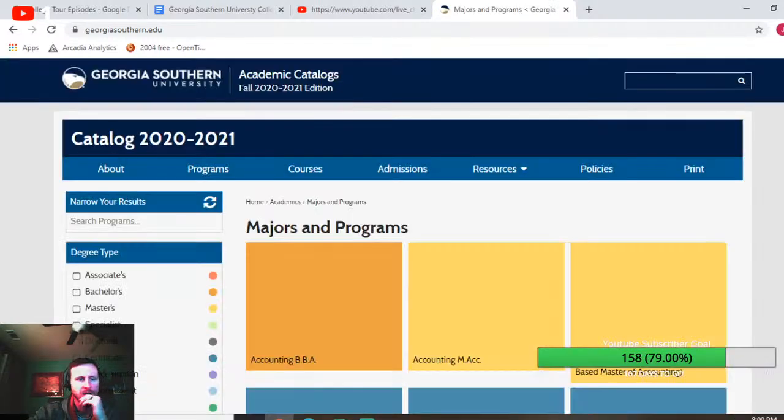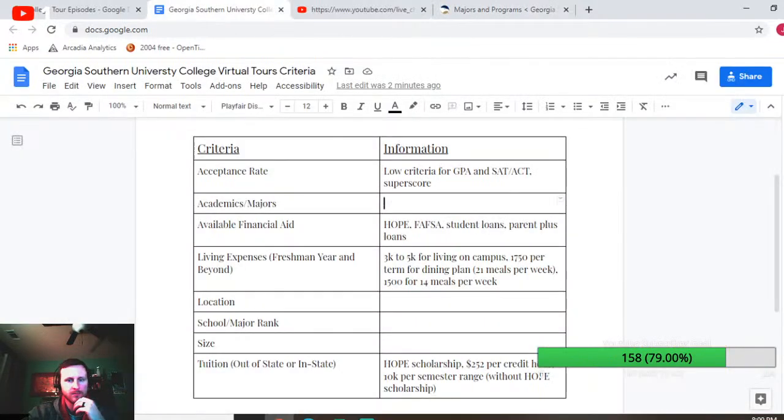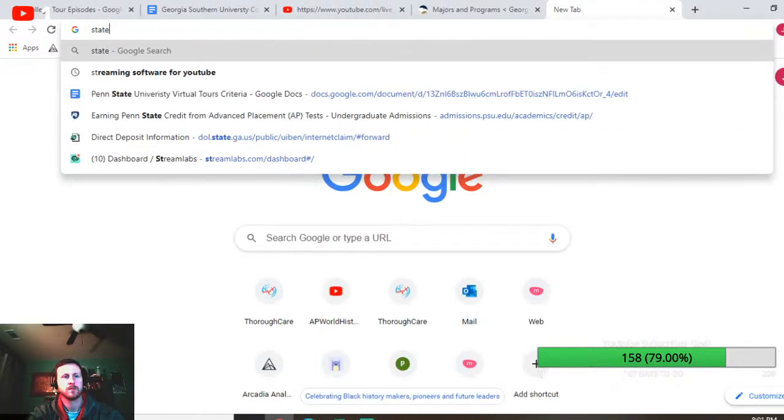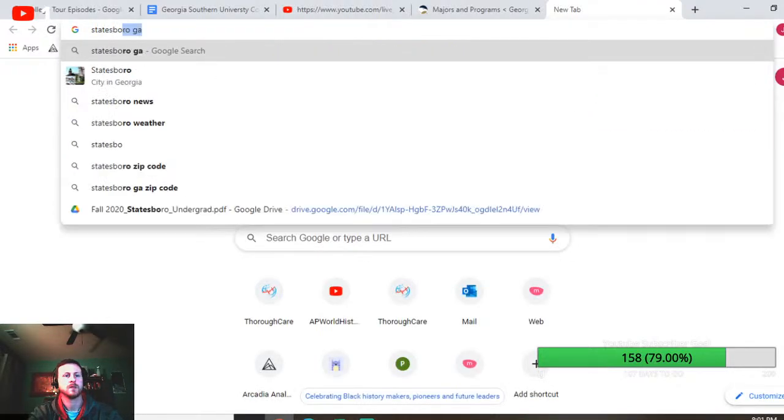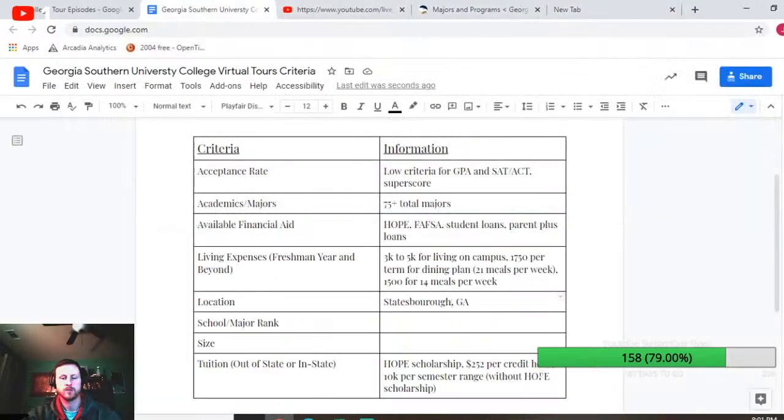Because that's what we were just looking at. I would say probably like 75 plus total majors that are out there. Location, we're in Statesboro, Georgia. I have no idea if that's how you spell it or not. Statesboro? Statesboro. Okay. Statesboro. Kind of a weird way to spell that, if I'm being honest.